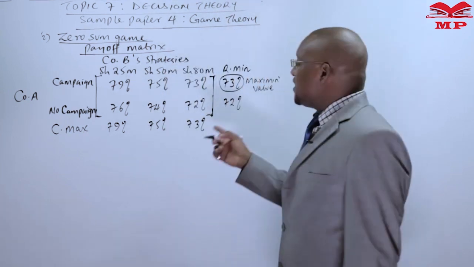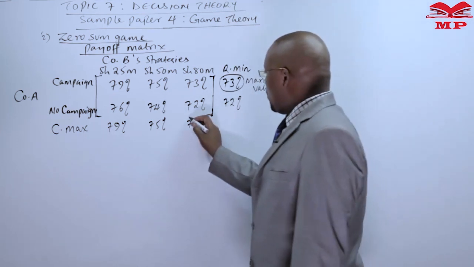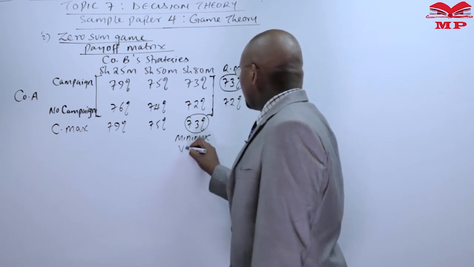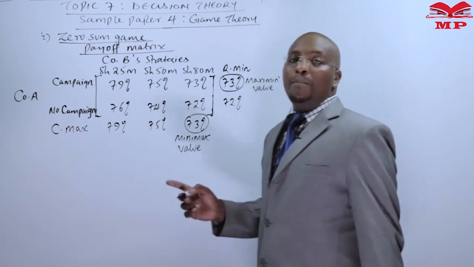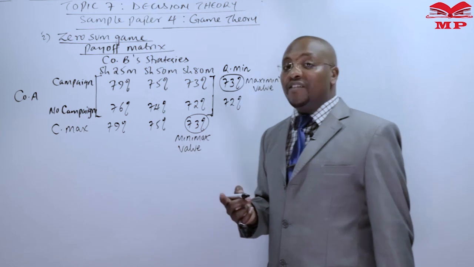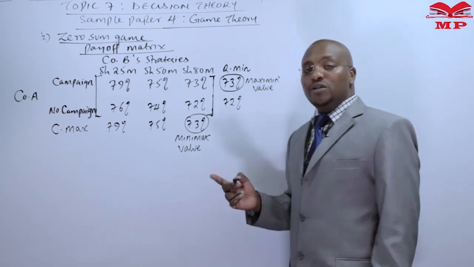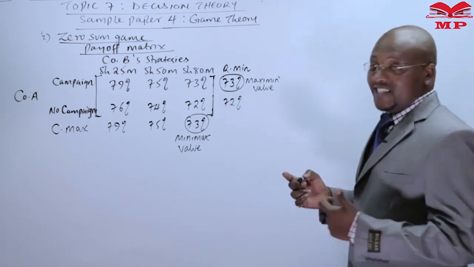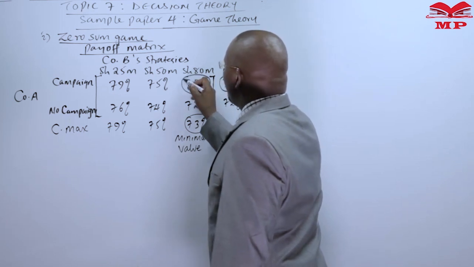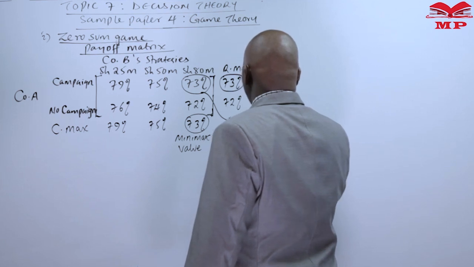That means, this being the worst company B is going to make, then the best one is this one, which we call the minimax value. That is the minimum of the maximums. You rather lose 73% than losing 75 and 79% respectively. Therefore, when the maximin and the minimax values coincide, then we say there is a saddle point. And if they are generated from the same source, like in our case here, this we say is a saddle point.